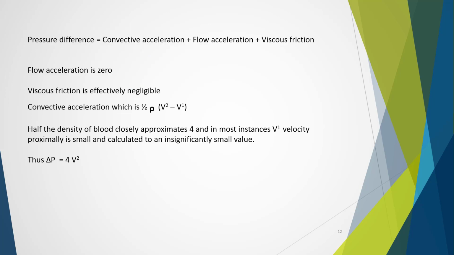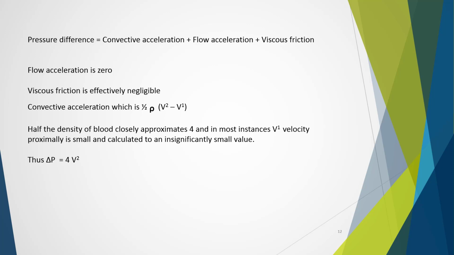The Bernoulli equation in its full form shows that a pressure difference is equal to convective acceleration plus flow acceleration plus viscous friction. To expand this mathematically is a bit of an eyesore, which we won't delve into. However, we can see much more than 4v squared is at play here. So how does this actually all simplify? Well, flow acceleration is zero at peak velocity. It's at the highest point, so it's not accelerating anymore. Thus, this component can be ignored from our cardiac calculation. Viscous friction is effectively negligible, and flow profiles in the center of the vessel are flat.